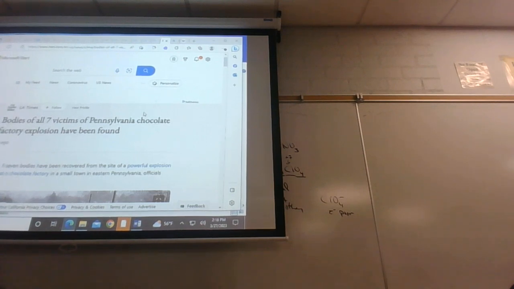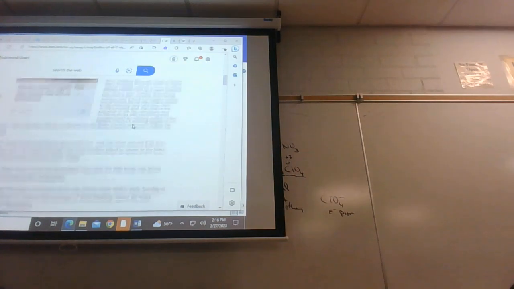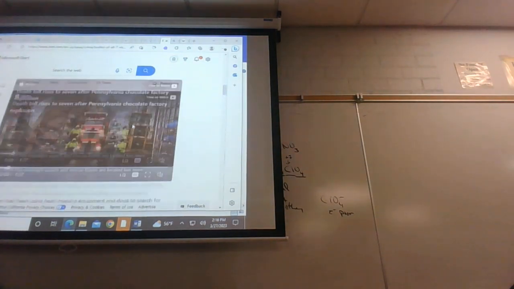I was thinking this is a sugar explosion or chocolate. Is chocolate electron rich or electron poor? Sugar, electron rich or electron poor? Electron rich, right? Electron-rich species are good fuels, so maybe something like that. I'm curious what happened. This article doesn't tell me anything about what happened.